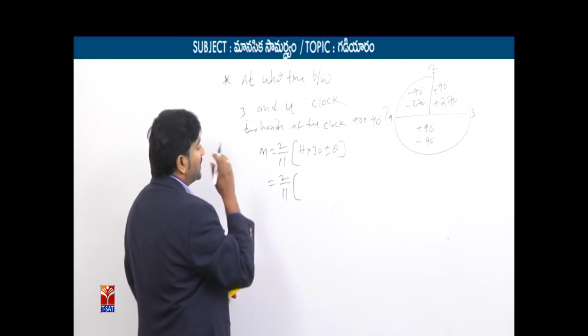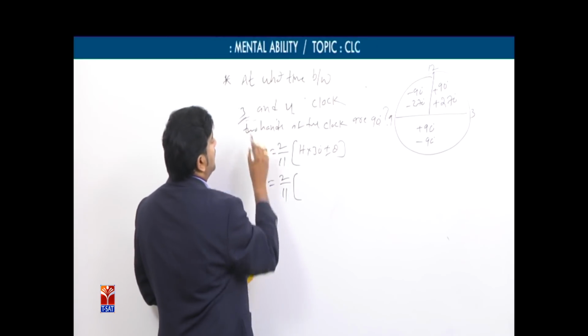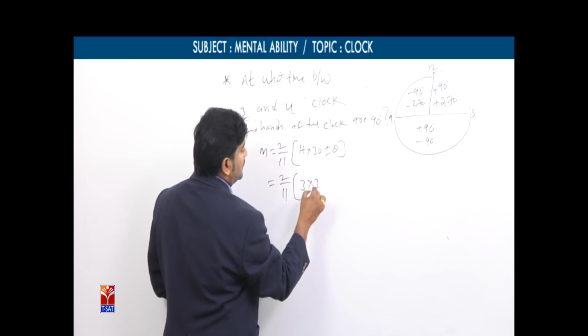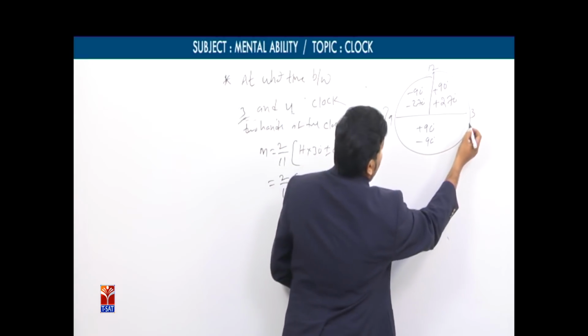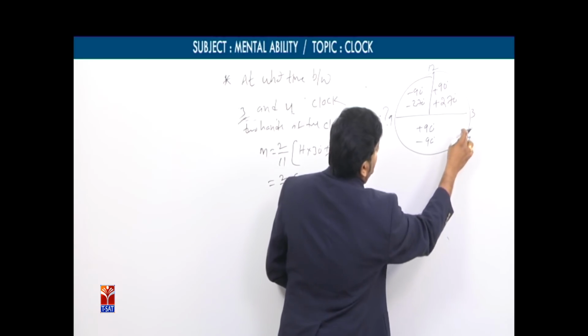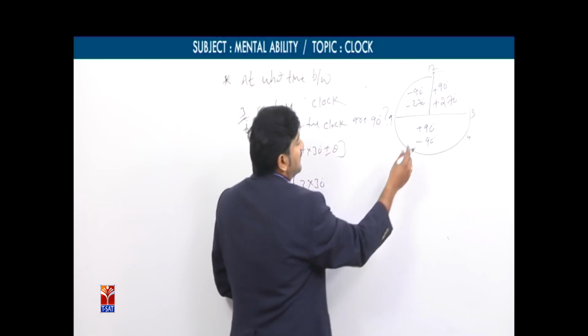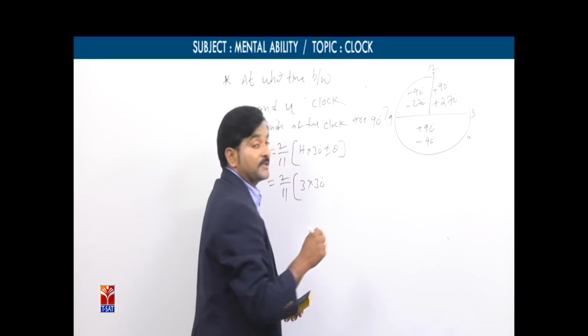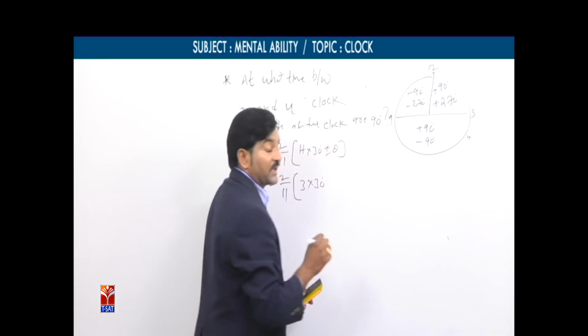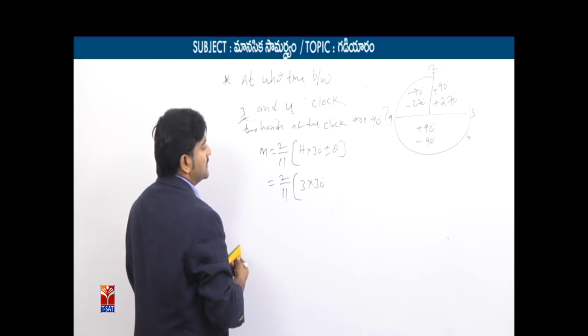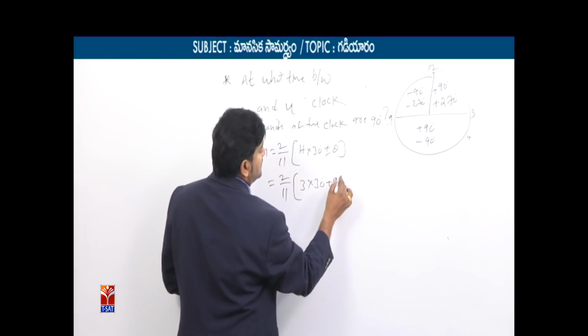M is equal to 2 by 11 into starting hour, which is 3, so 3 into 30. Now, 3 and 4 means the time comes under this part. So what does it mean? In case 1 we need to take theta equal to plus 90. In case 2 we need to take theta equal to minus 90. Now we will discuss by taking theta equal to plus 90.